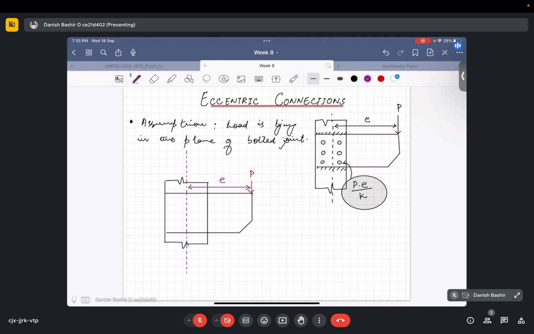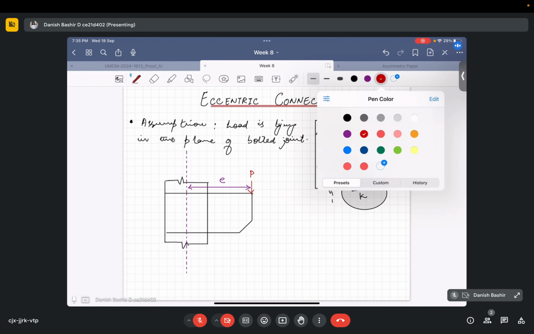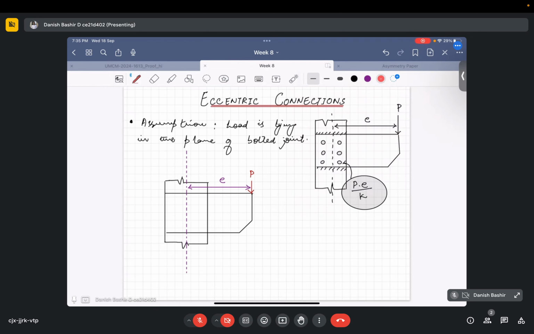Eccentricity is there. So the total moment that is acting on our joint like this, I made the arrows in the wrong direction, so it will be turning it like this. Okay, moment M will be equal to P times E. It's the gross moment acting on this.